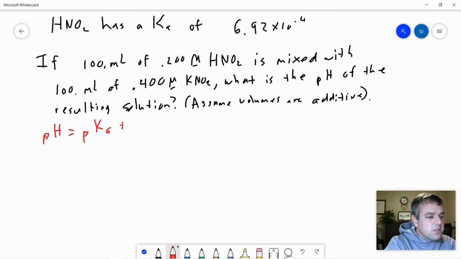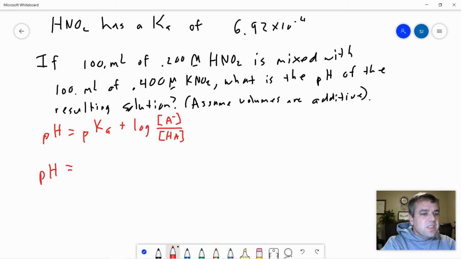pKa plus the log of the concentration of our conjugate base over the concentration of the weak acid. This is the Henderson-Hasselbalch equation. So pH equals. Now the pKa is the negative log of the Ka. So we take the negative log of 6.92 times 10 to the negative fourth, and we come up with 3.16.